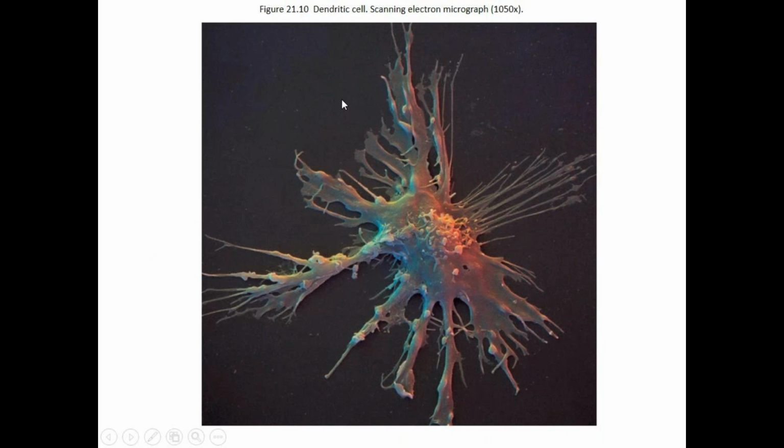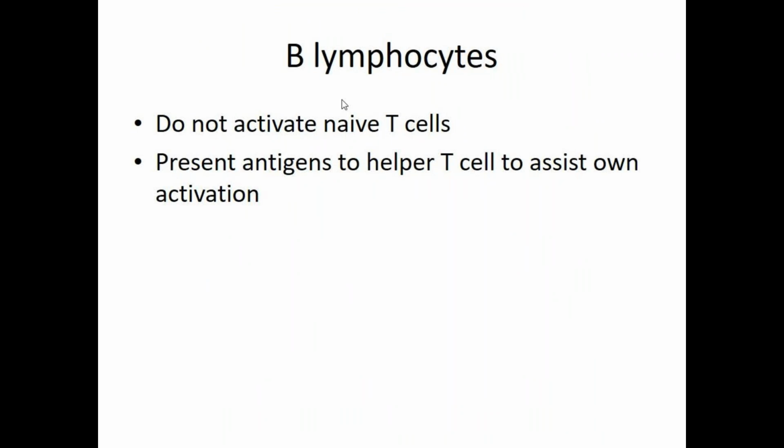B lymphocytes are APCs also, or can be APCs also, but they are not going to be involved in the activation of T cells. What B lymphocytes are going to do is activate themselves with the help of a helper T cell. So while they will take the antigen to a T cell, they have to take it to an already active T cell that will help activate the B cell itself. So they kind of almost activate themselves, I guess is the best way to think about it. A naive B cell is kind of its own APC.